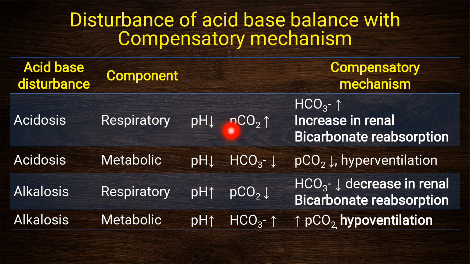In respiratory alkalosis, pH is increased and PCO2 is decreased. For the compensatory mechanism, bicarbonate level is decreased, with decreased renal bicarbonate reabsorption. Whereas in metabolic alkalosis, pH is increased and primarily the bicarbonate level is increased in the blood, and also increased PCO2 and hypoventilation. These are the compensatory mechanisms for metabolic alkalosis.